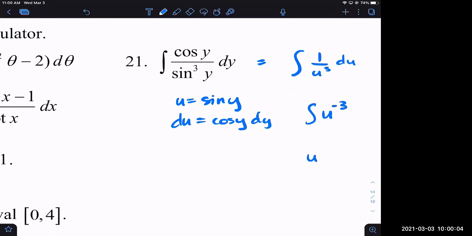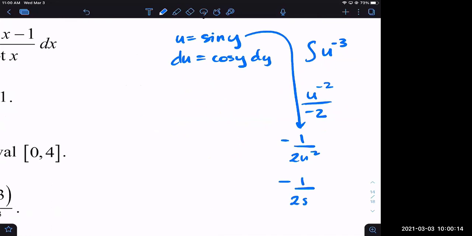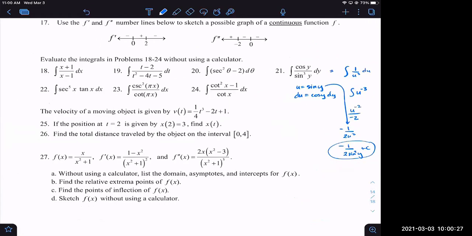So power rule, you add 1 and you divide by the new power. So we'd have a -1 over 2u squared and then just plug the u back in. So a -1 over 2 sine squared of y plus c. Okay, so we'll have more integration stuff on this test. And then 24.